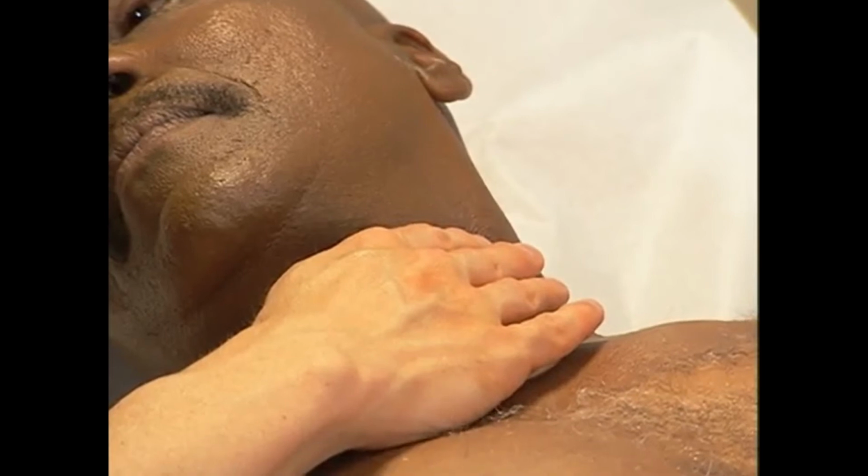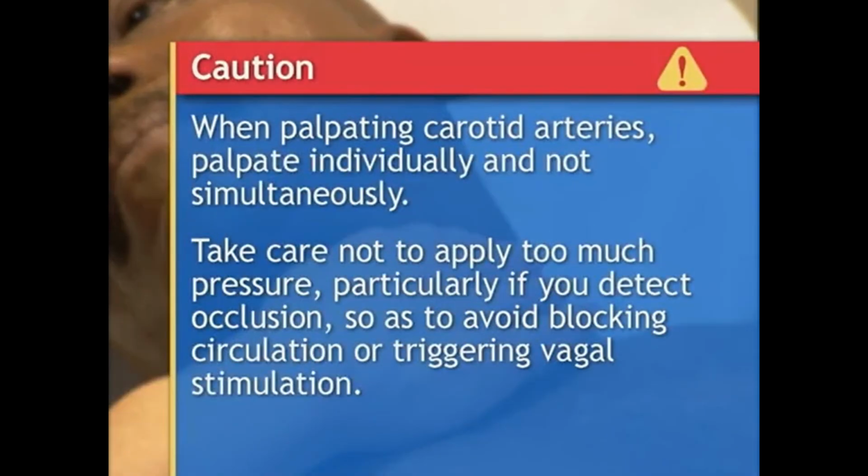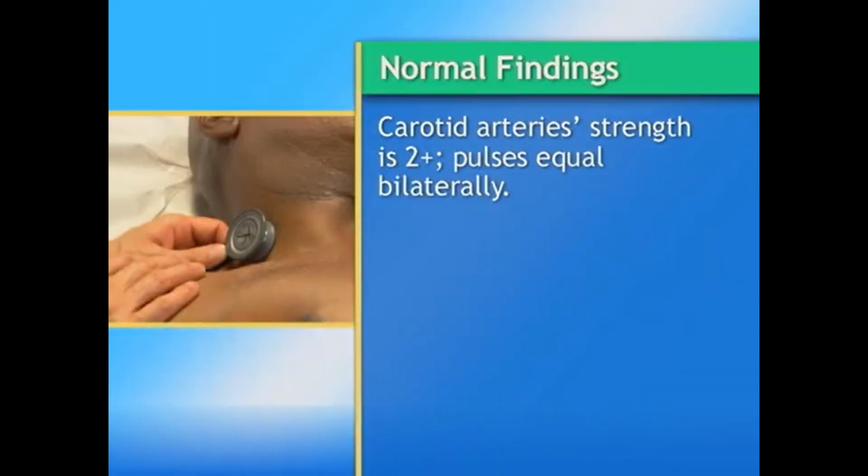Palpate the other carotid artery in the same way. Caution: when palpating carotid arteries, palpate individually and not simultaneously. And take care not to apply too much pressure, particularly if you detect occlusion, so as to avoid blocking circulation or triggering vagal stimulation. Carotid artery strength is 2+. Pulses equal bilaterally.